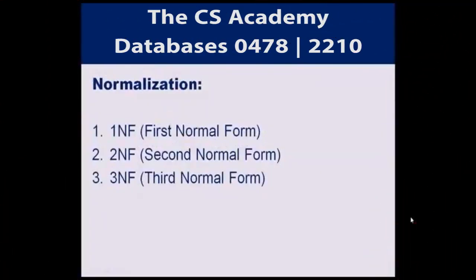Now the next one is normalization. This is a very important part of database creation and development. First of all, you are seeing first NF, first normal form, then second NF, known as second normal form, and the third NF, that means the third normal form. Now we will take a look at each one by one.